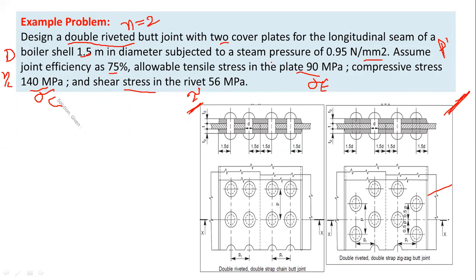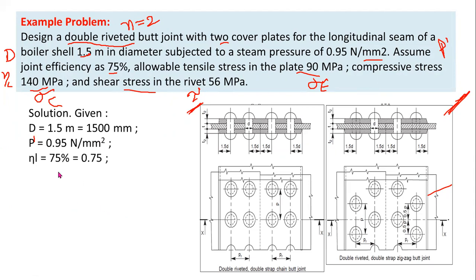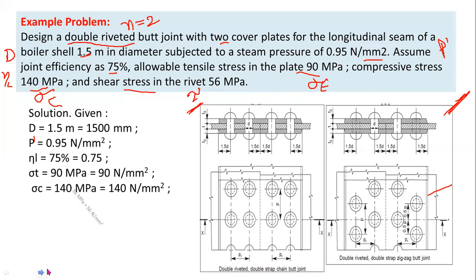Okay, from the given question, the given details are: internal diameter of the boiler shell equal to 1.5 meters, that is 1500 mm, and maximum inside pressure P dash equal to 0.95 megapascal. Longitudinal joint efficiency equal to 75%, that is 75 by 100 equal to 0.75, and tensile stress equal to 90 megapascal, 1 megapascal equal to 1 Newton per mm square, and sigma C, the compressive stress, 140 megapascal, that is equal to 140 Newton per mm square, and maximum shear stress tau equal to 56 megapascal, that is equal to 56 Newton per mm square. Okay, these all are the given values.